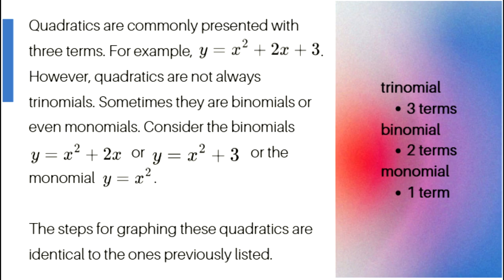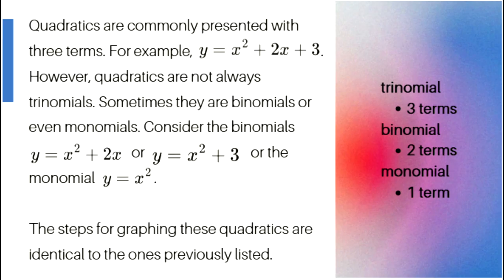Quadratics are commonly presented with 3 terms. For example, y equals x squared plus 2x plus 3. However, quadratics are not always trinomials. Sometimes they're binomials or even monomials. Consider the binomials y equals x squared plus 2x, or y equals x squared plus 3, or the monomial y equals x squared. The steps for graphing these quadratics are identical to the ones previously listed.